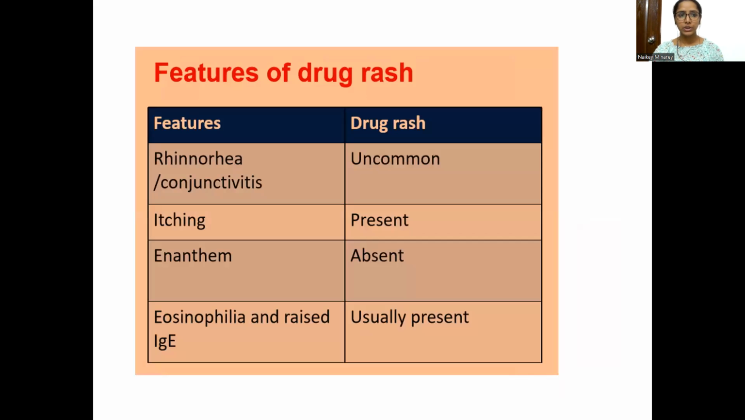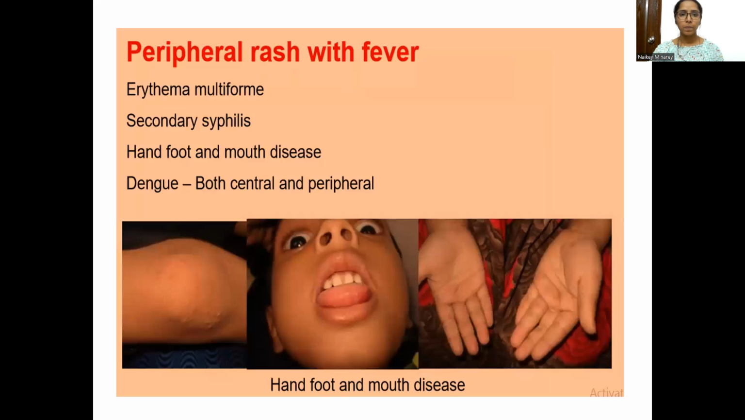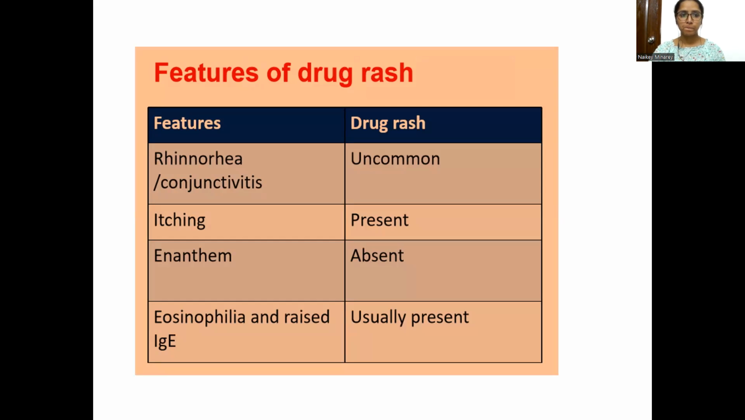This is a drug rash. The features of drug rash can present with itching, enanthem, rhinorrhea, conjunctivitis, and an increase in eosinophil and IgE levels. Itching is very severe. Rhinorrhea and conjunctivitis are uncommon.